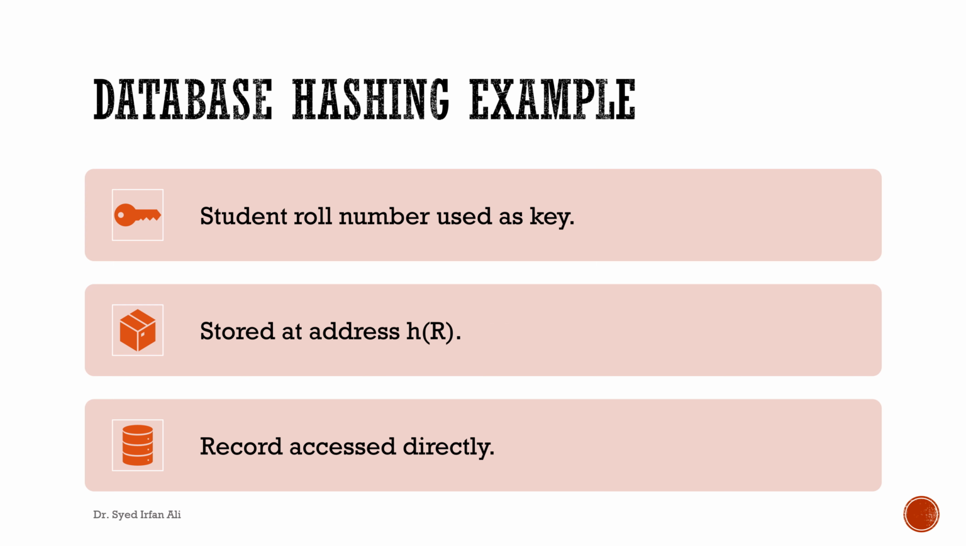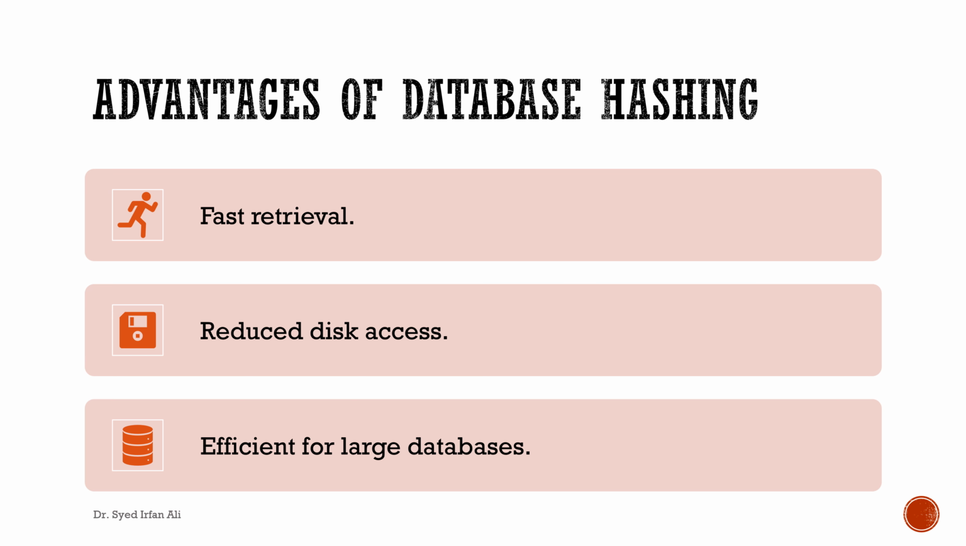Let us take an example of a student database. Suppose roll number R is used as the key. The student record is stored at address H of R. When we search for the same roll number, we apply the hash function again and directly reach that record. So the average search time becomes O(1). Hashing in databases has many advantages. It provides very fast record retrieval. It reduces disk access, which improves performance. It is very efficient for large databases with millions of records.